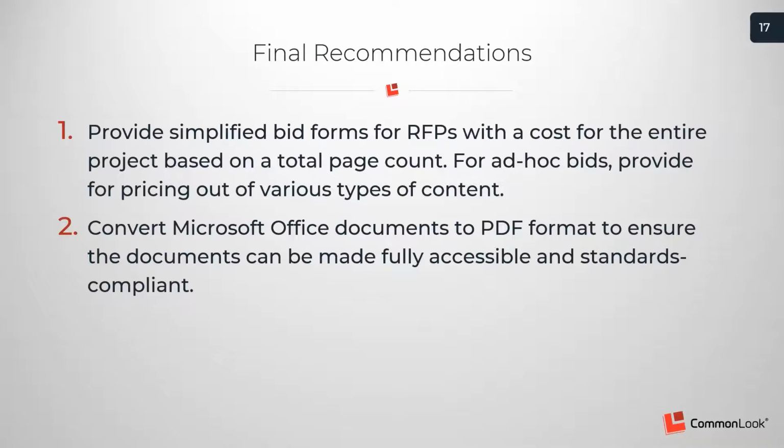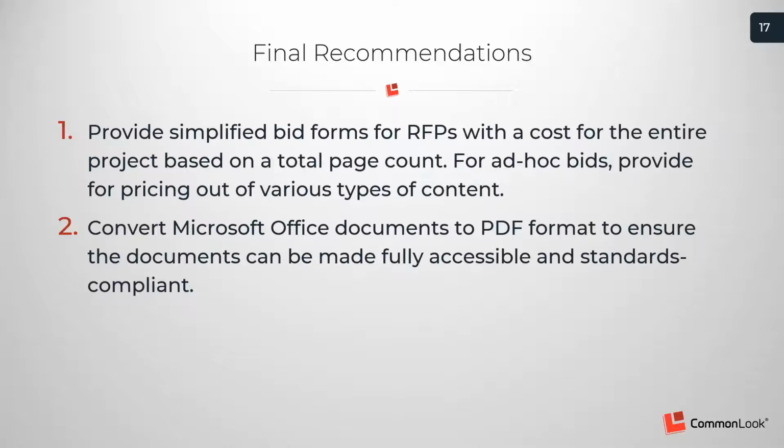So the first recommendation is you need to provide a simplified bid form for the RFPs. It needs to have the total page count on it. It needs to have the total scope on it. If it's an ad hoc bid, then you need to say, these are the types of content. I need a price per page for these types of content, so that you're comparing apples to apples.